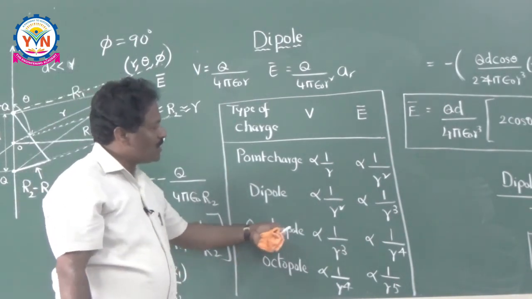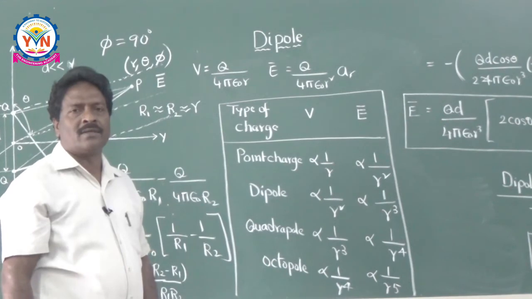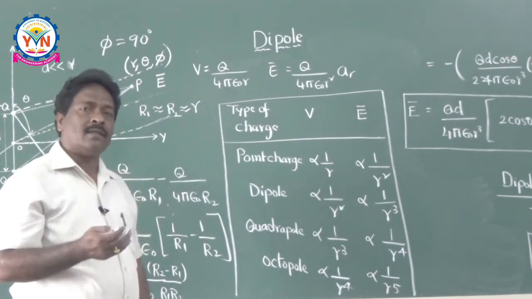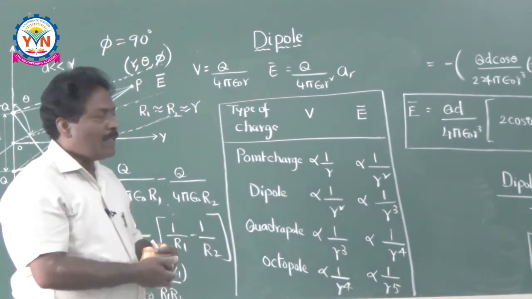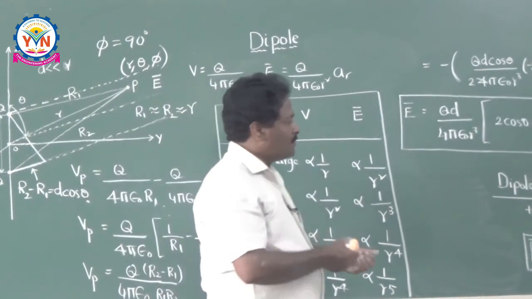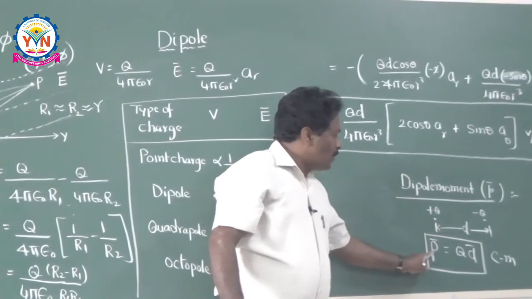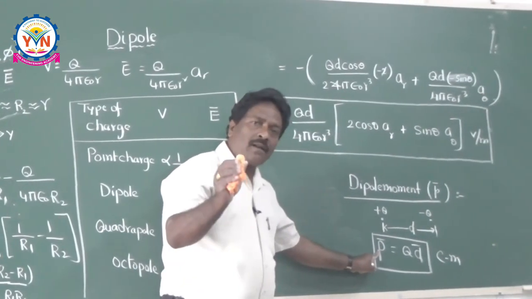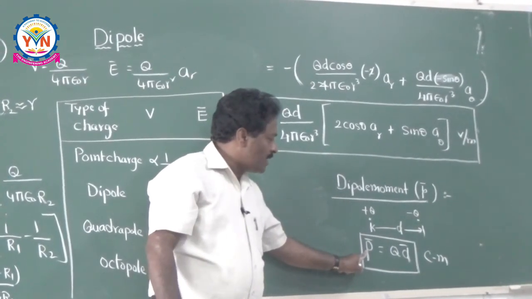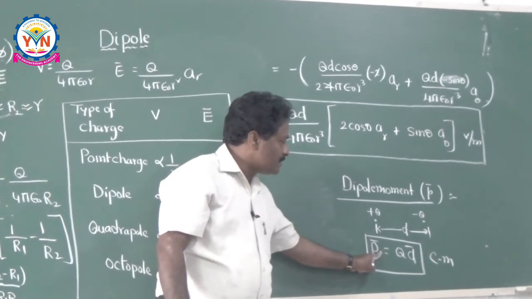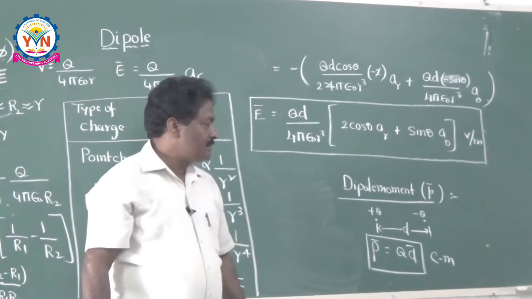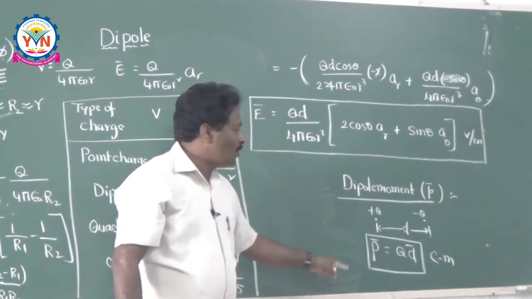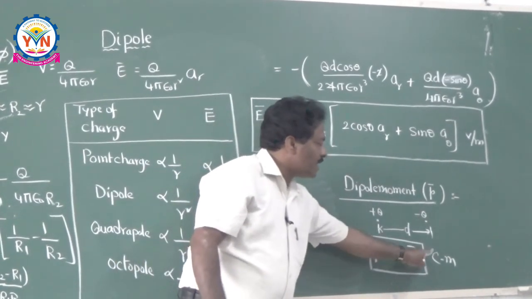Once you know this, now we would like to discuss what exactly polarization is. And already you know about the dipole moment. Dipole moment means very simple. Dipole moment is represented by the letter small p, and is defined as the product of one of the charges and the distance between the charges. And it is also a vector whose unit is coulomb meter.